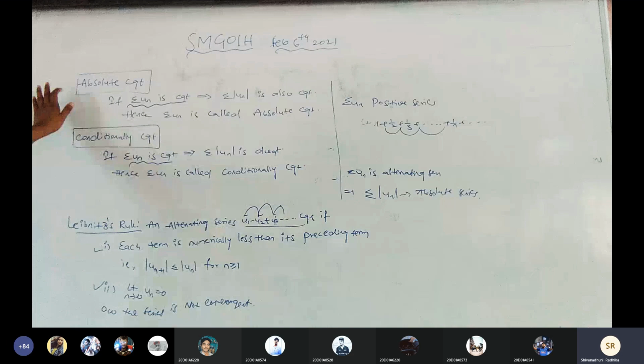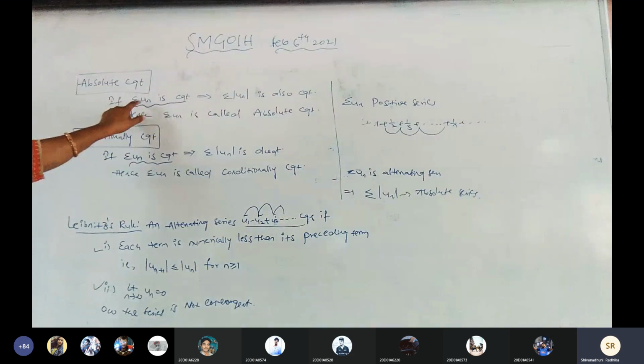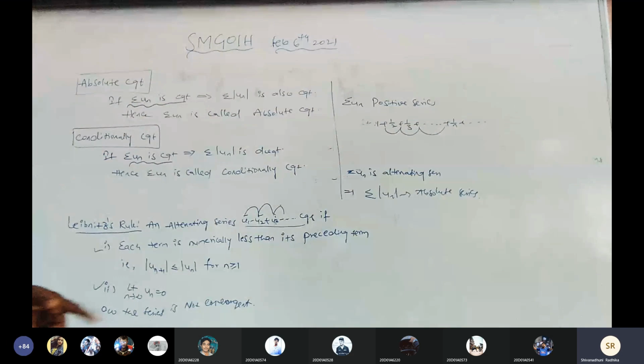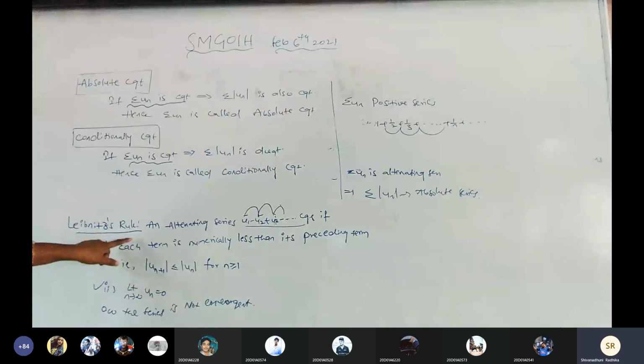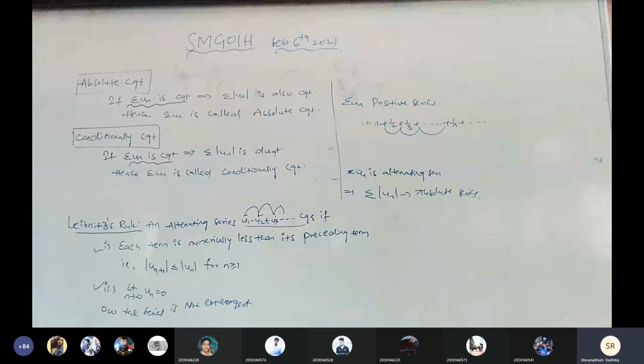Now, absolute convergent. If summation un is convergent, what does it mean? Using the Leibniz rule, we can find whether the given summation un alternating series is convergent or divergent. We can find out. Right, all of you? We can do one problem. You will get clarity. Okay? Take down.